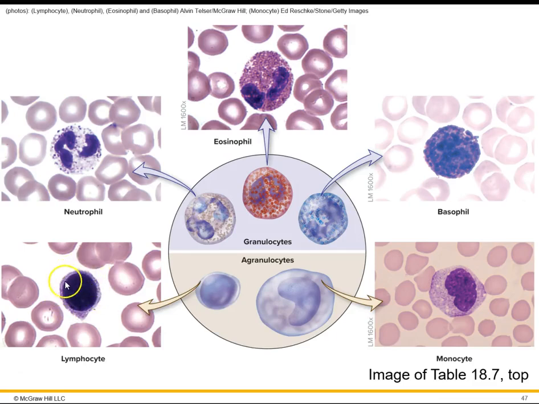This big dark purple spot in the center is actually the nucleus of this cell. And monocytes, you really can't appreciate granules, at least not to the extent you can with the granulocytes, and that's why they are named the way they're named.